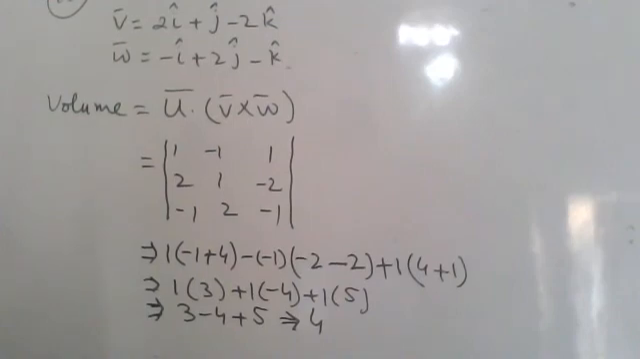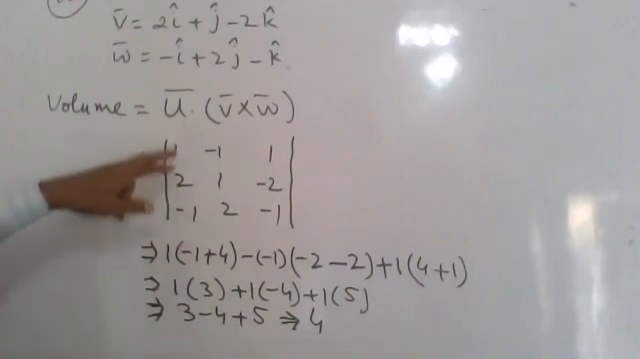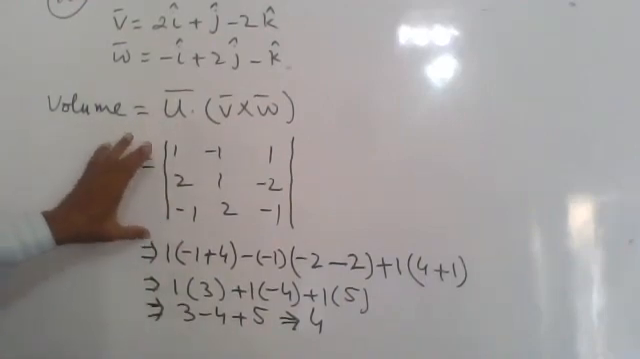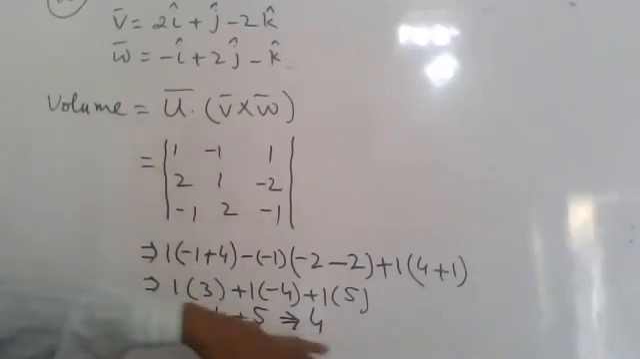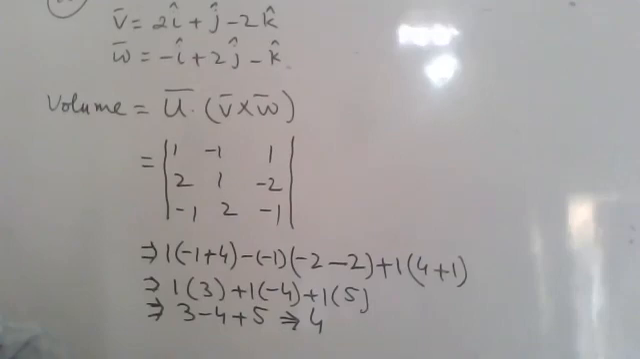Scalar triple product means the first two vectors are cross and the third vector dot. First we take the cross product of the two vectors, then we take the dot product, or we may use directly this method. We make the determinant of all the three vectors, and then we evaluate the determinant to get the answer. This is also a method how to find the scalar triple product.